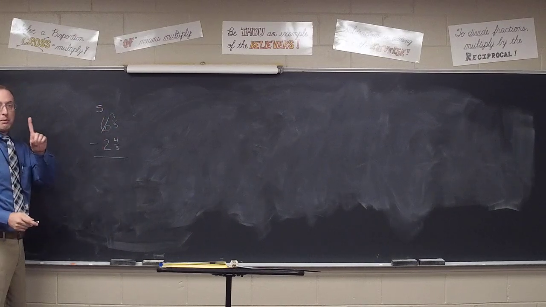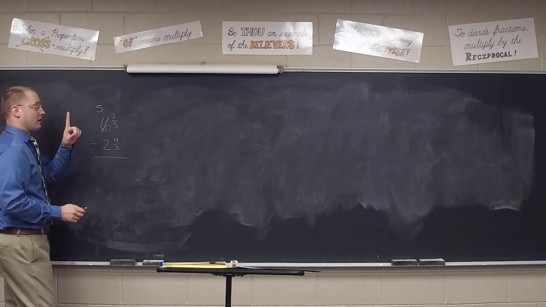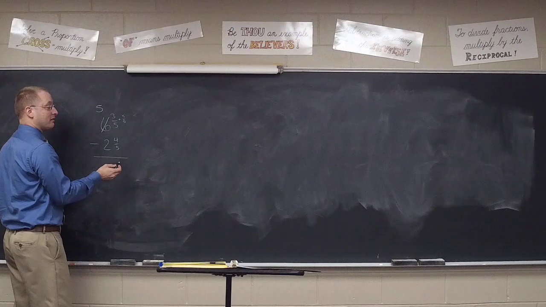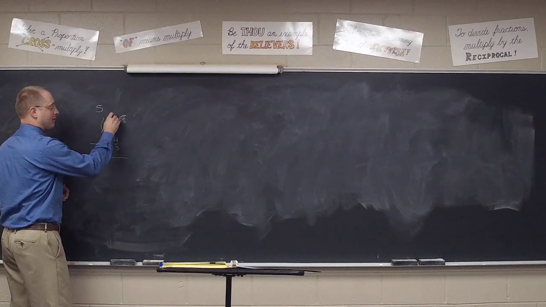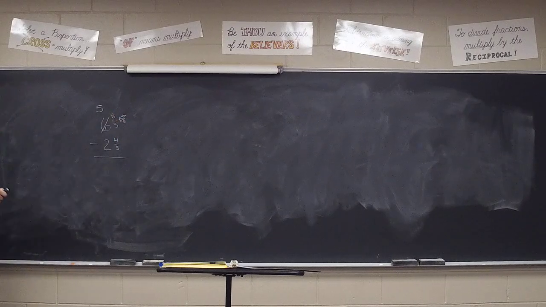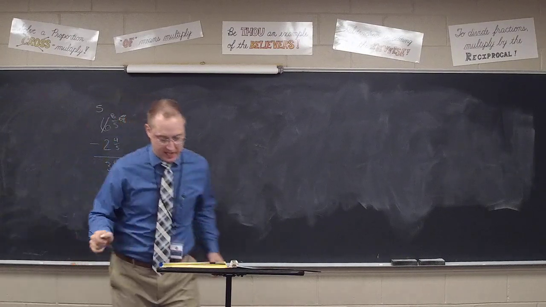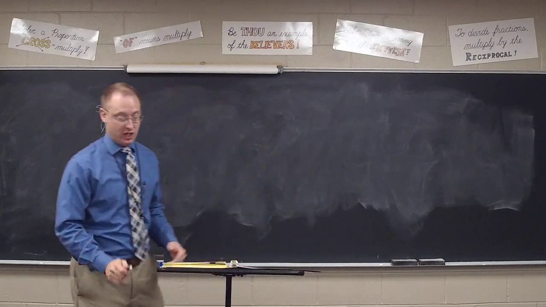And the one that we borrow, what does it become, class? 5 more fifths, which gives us really 8/5. And then we can do our subtraction. And what do we get, Kirsten? 3 4/5. 3 4/5. And the question said, how many yards does she have left?